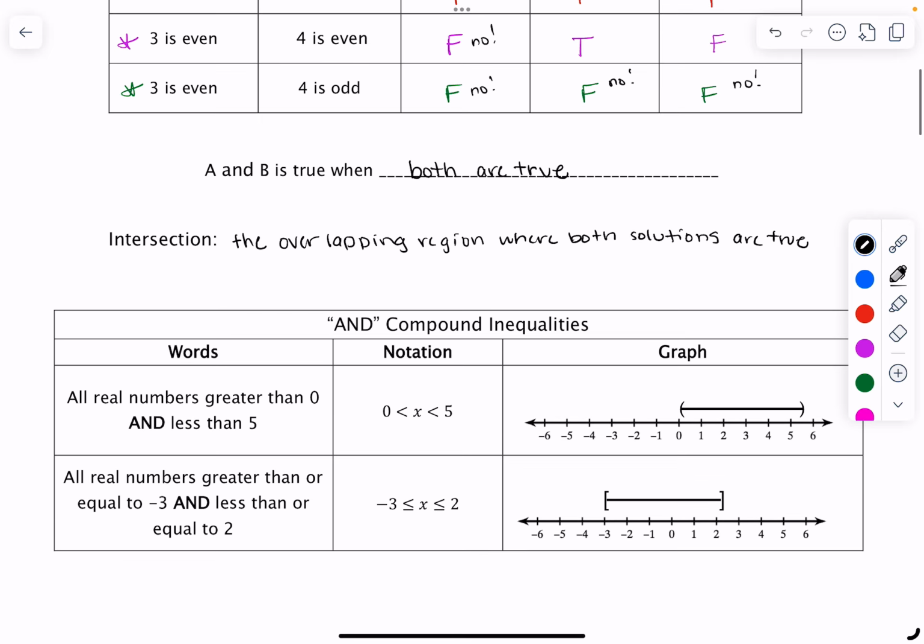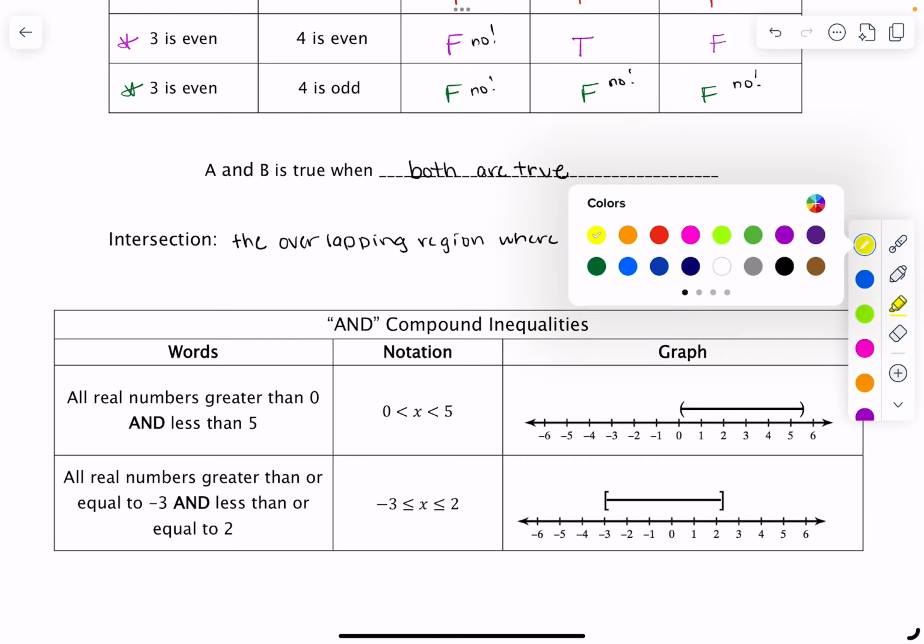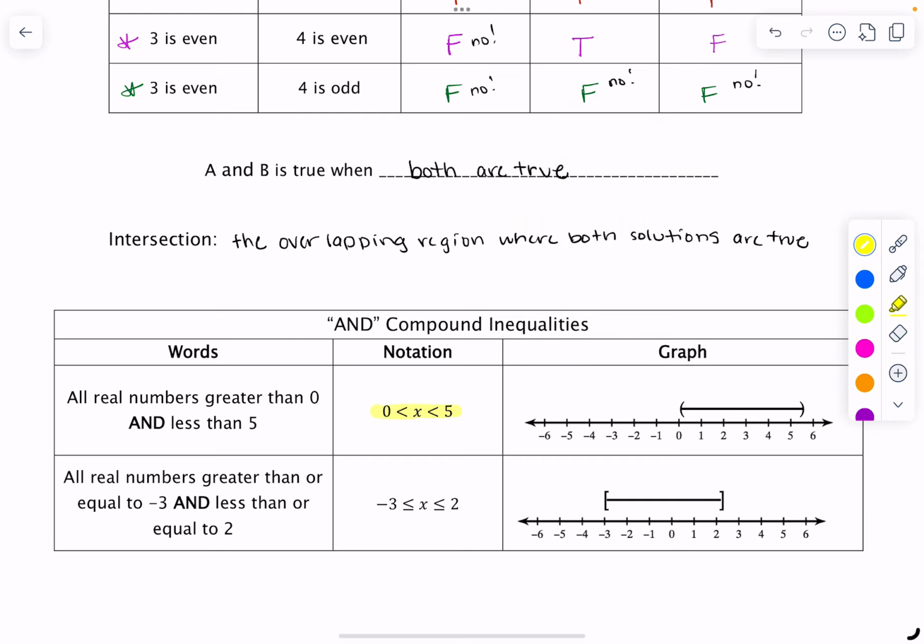The notation looks a little different than probably what you've seen before, where now we have 2 inequality symbols and an X smack dab right in the middle. If we look at this first one, this is saying that it's all real numbers that are greater than 0 and less than 5. You can also think about it as it's between 0 and 5.